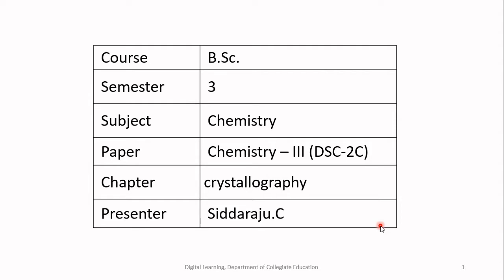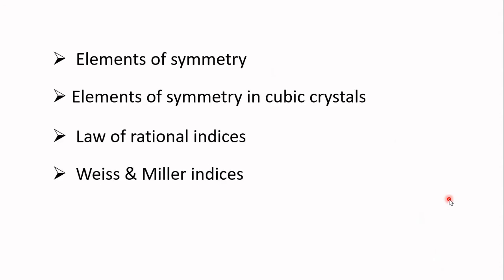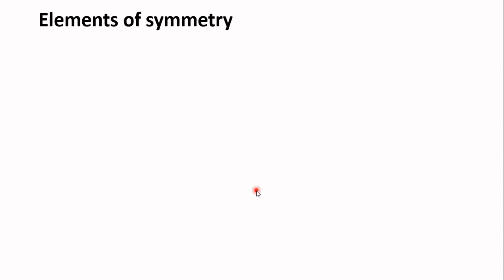In this session I am going to discuss crystallography. It is for the BSc third semester. Here I am considering elements of symmetry in cubic crystals, law of rational indices, Weiss and Miller indices. Let me discuss each of them in detail. The first one is elements of symmetry.